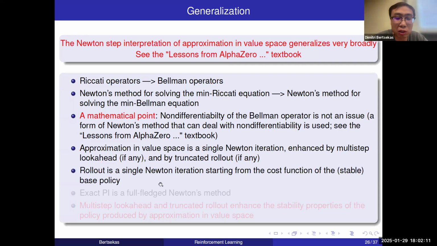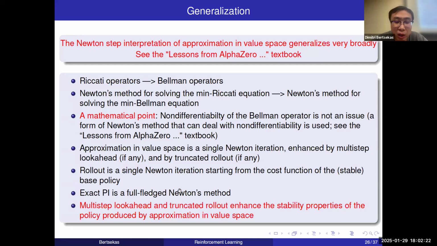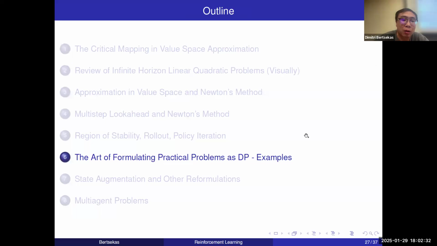Rollout is a single Newton iteration starting from the cost function of the stable base policy. And exact policy iteration is a full-fledged Newton's method. And multi-step lookahead and truncated rollout enhance the stability properties of the policy produced by approximation in value space. Okay. Any questions?